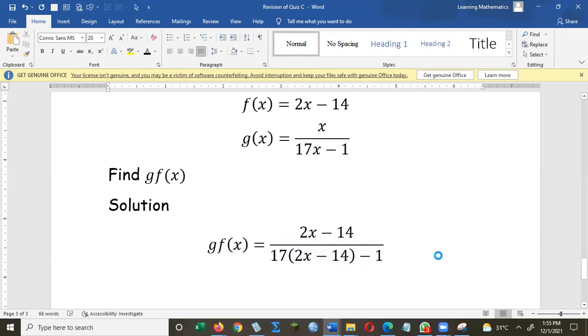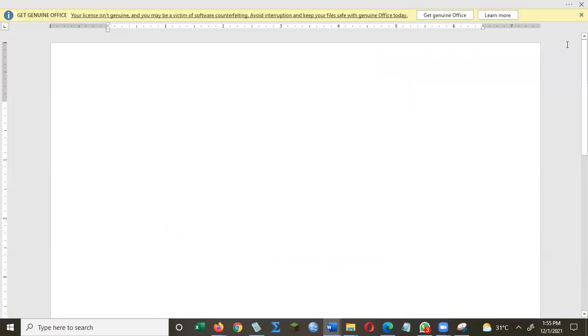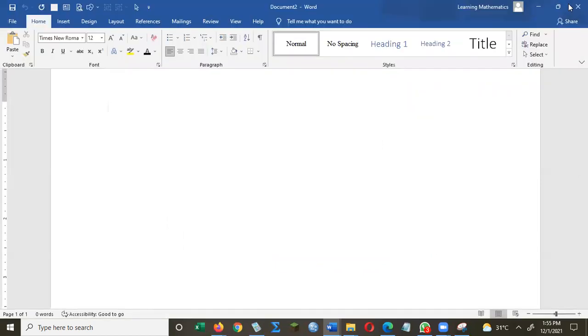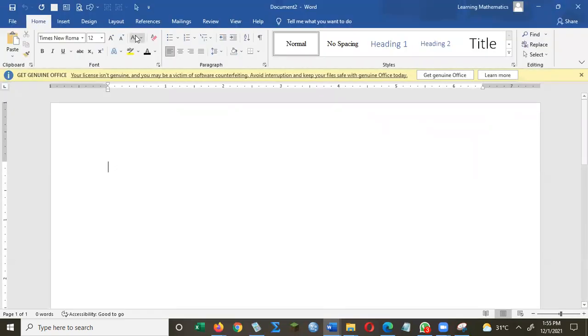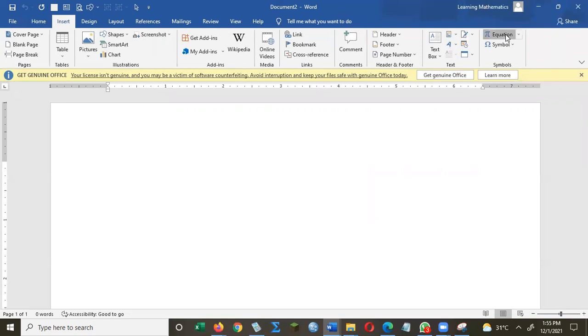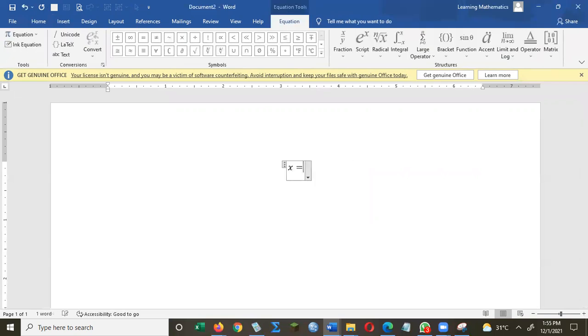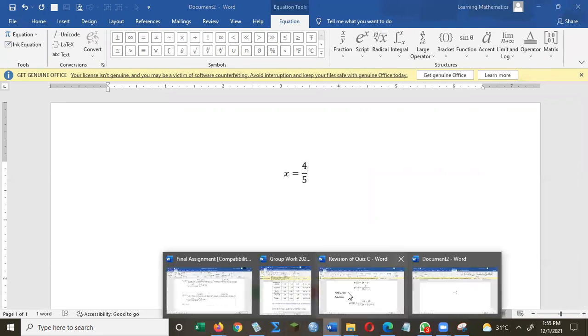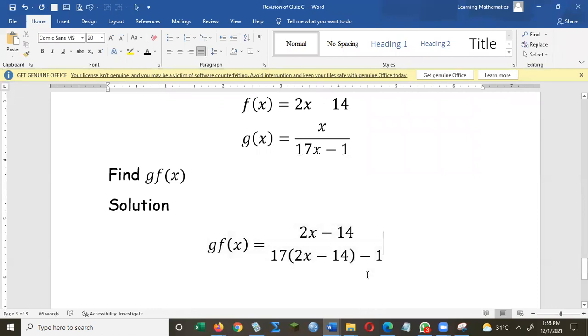So let me see if it will work. If I want to write a fraction using MathType, do I necessarily have to go and type fractions? Let me see. So if I go there, let's say x is equal to 4/5. So MathType automatically puts it up and down. Okay, so we have just discovered something new. Always discovering something new as you go along.